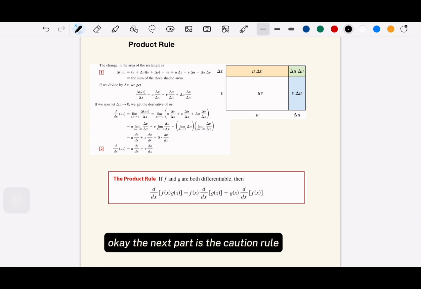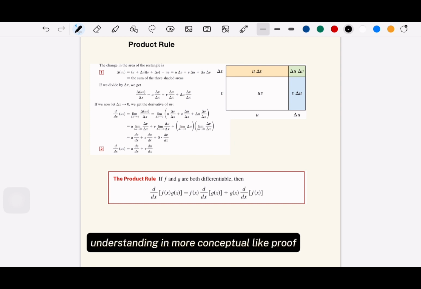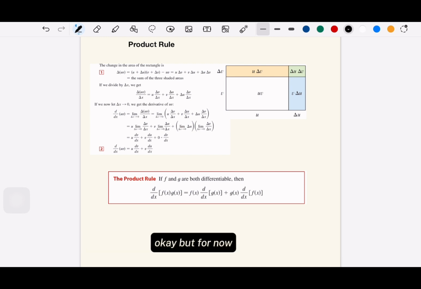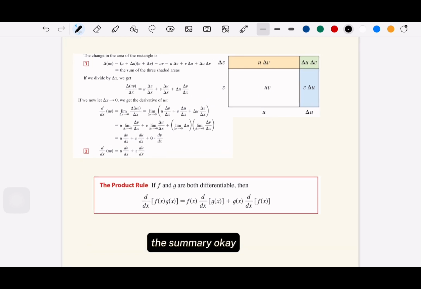Okay, the next part is the quotient rule. I hope you can summarize this into just one single statement. The last one, I think, already summarized everything. If you need a more conceptual proof, maybe I will add something later if I have time. But for now, I think we can just take the product rule as the summary.